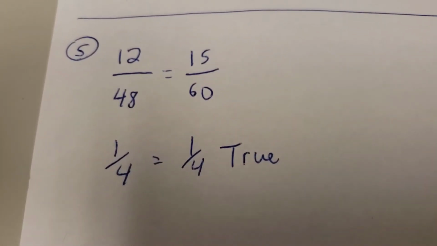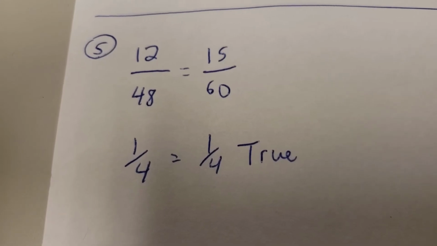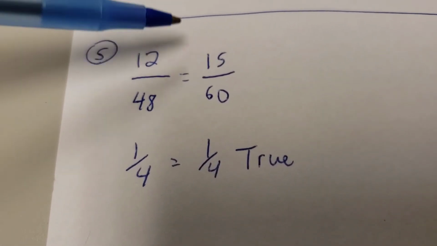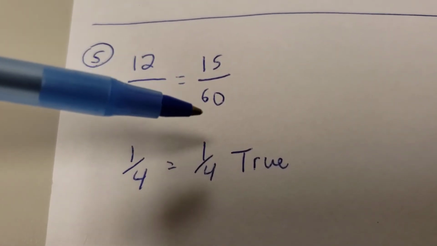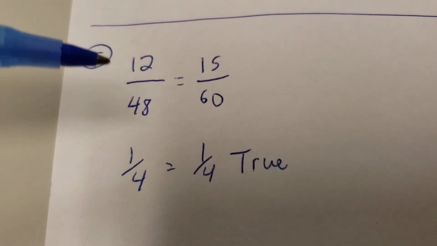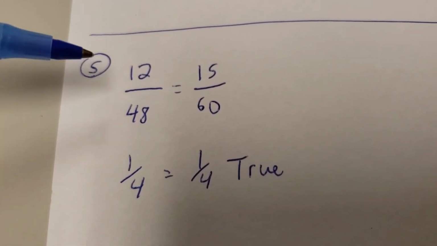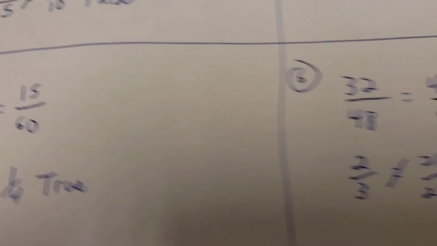Number 5, we have 12/48 and 15/60. These would be equivalent because in lowest terms they are both 1/4. Divide each of these numbers by 12, takes you down to 1/4. Divide each of these numbers by 15, takes you down to 1/4. Now you could have done it in multiple steps to get down to 1/4 as well. So there's different ways to get the 12/48 down, different ways to get the 15/60 down to 1/4 as well.